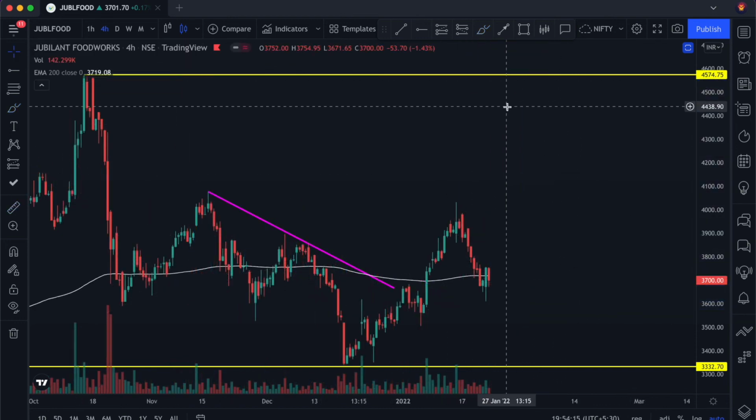But one needs to take into account the trend of Nifty as well. As I always say, the trend of Nifty is very important. If the Nifty trend is positive, your positions will have a higher probability of playing out in your favor.